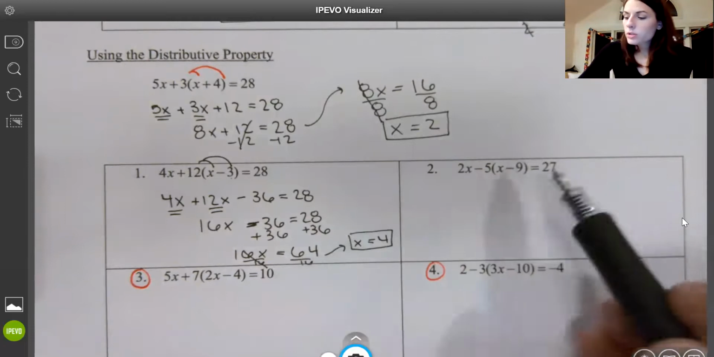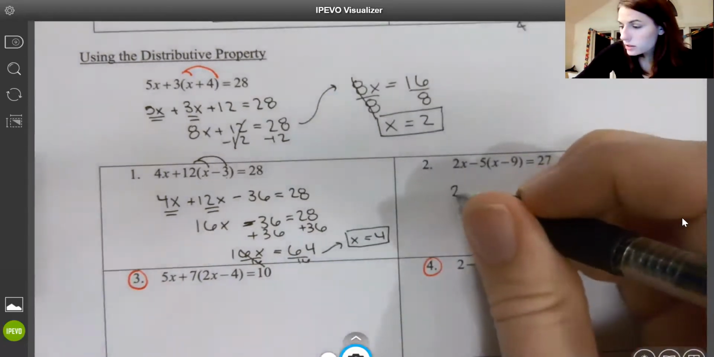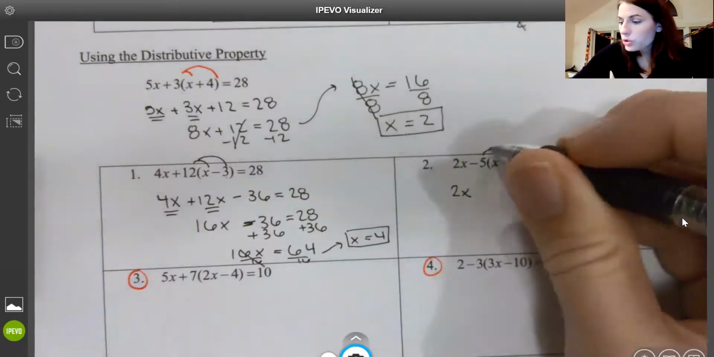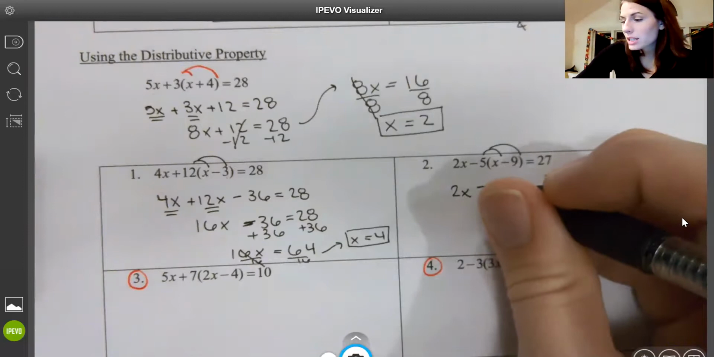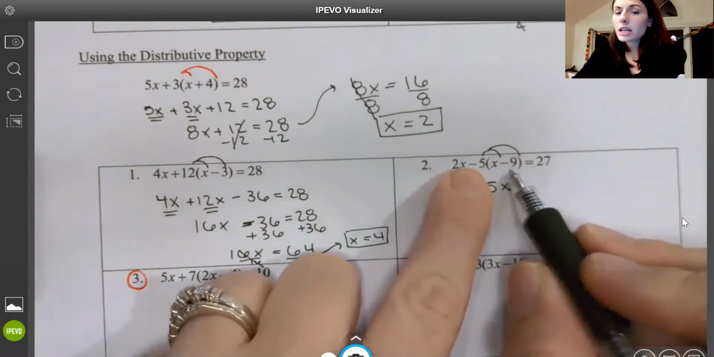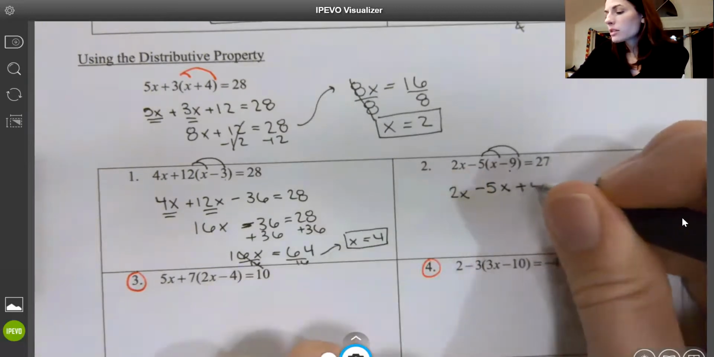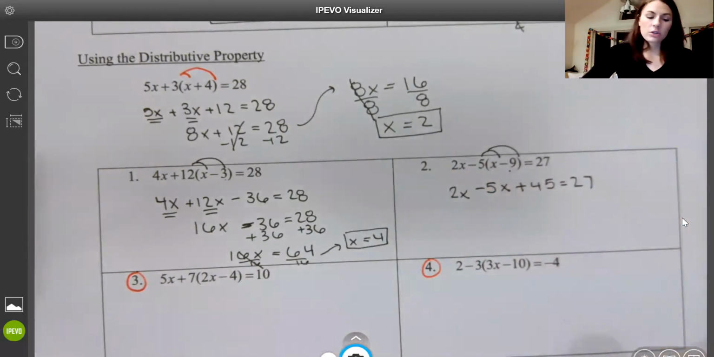Let's look at number 2. This one's a little trickier because of the signs. So again, 2x is still going to be there. I'm distributing the negative 5, so that's going to make this negative 5x. And then negative 5 times negative 9 is going to make this positive 45 equals 27. Okay, so just being really careful with our signs there.